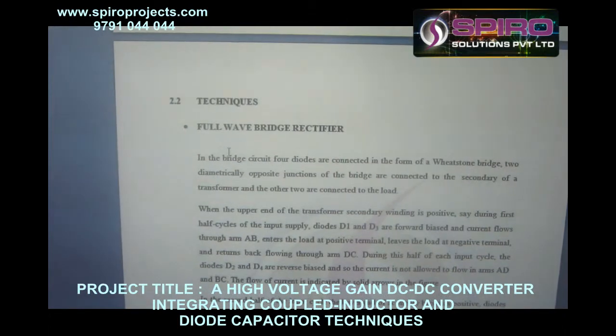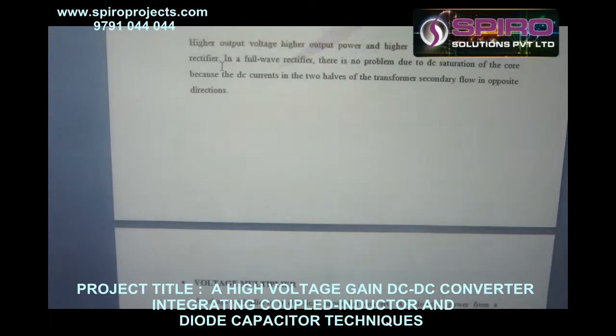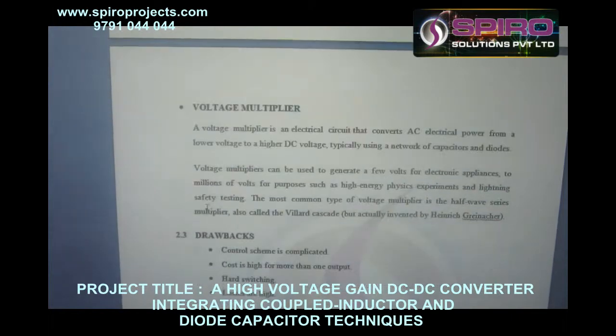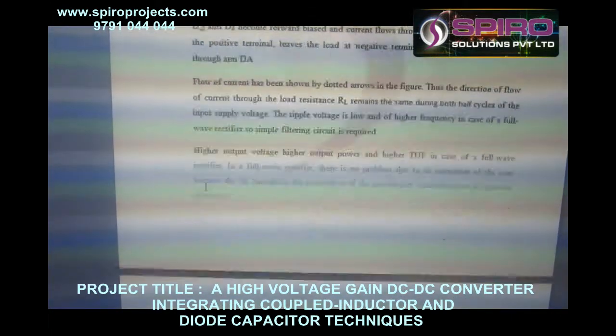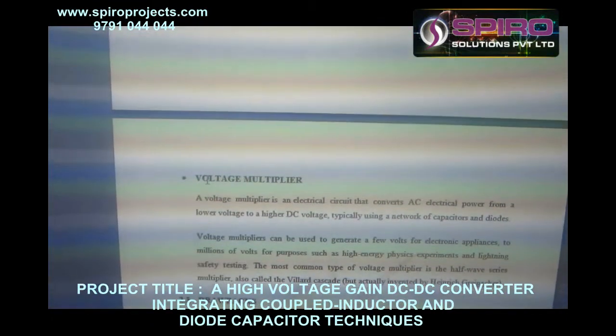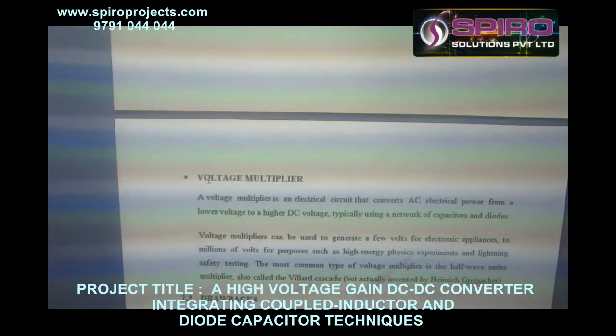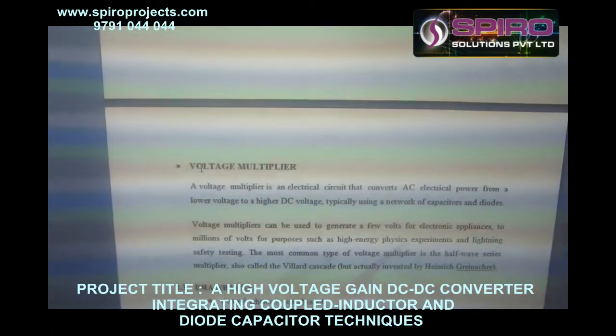The proposed system has a full wave bridge rectifier and another one, a voltage multiplier. What is the meaning of voltage multiplier? It gives double the amount of voltage; that is the DC to DC converter operating voltage multiplier.